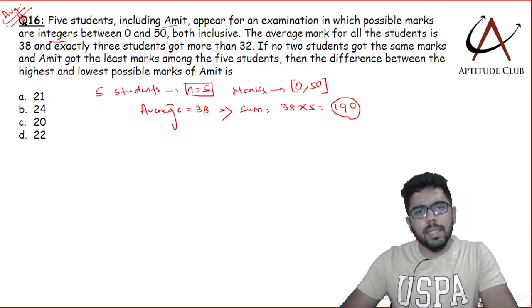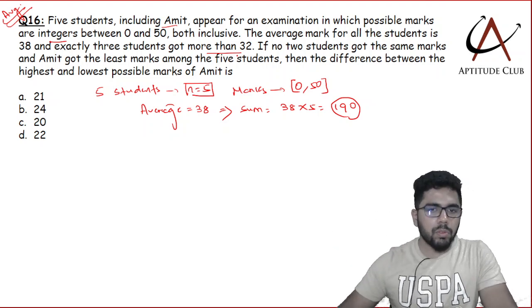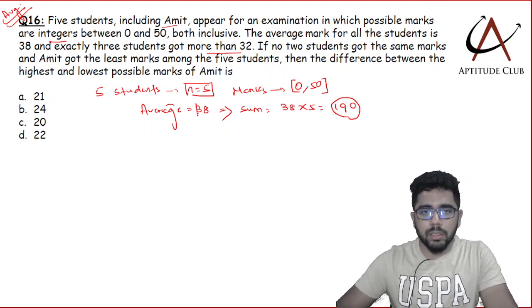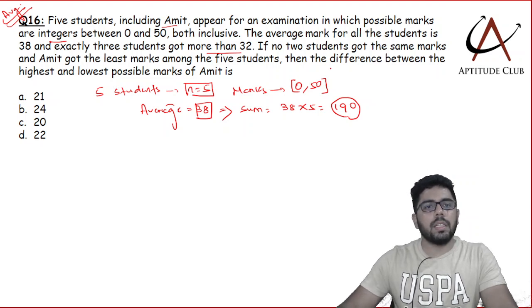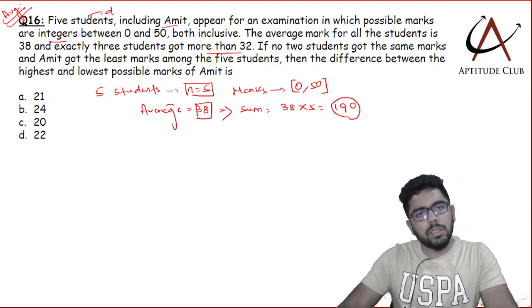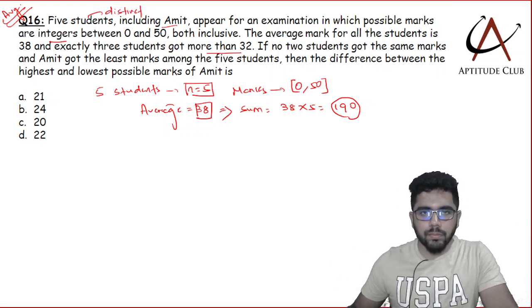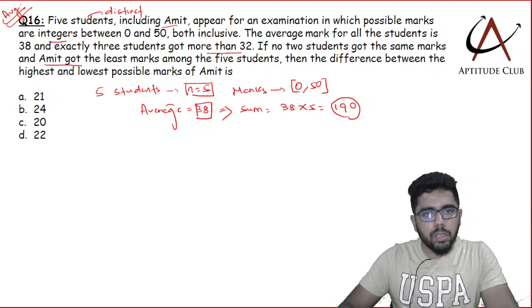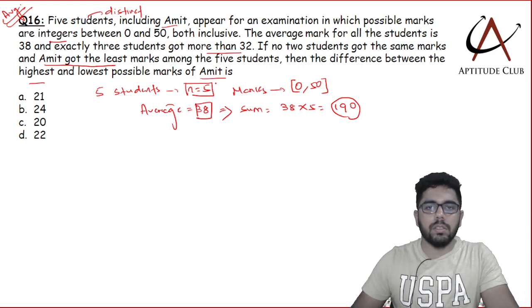And it is said that exactly 3 students got more than 32. So out of 5, 3 people have got more than 32. Now mark this, that the average is 38. If no 2 students got the same marks, that means all these 5 students have distinct marks. Nobody has the same marks. And Amit got the least. Then the difference between the highest and lowest possible marks for Amit is.